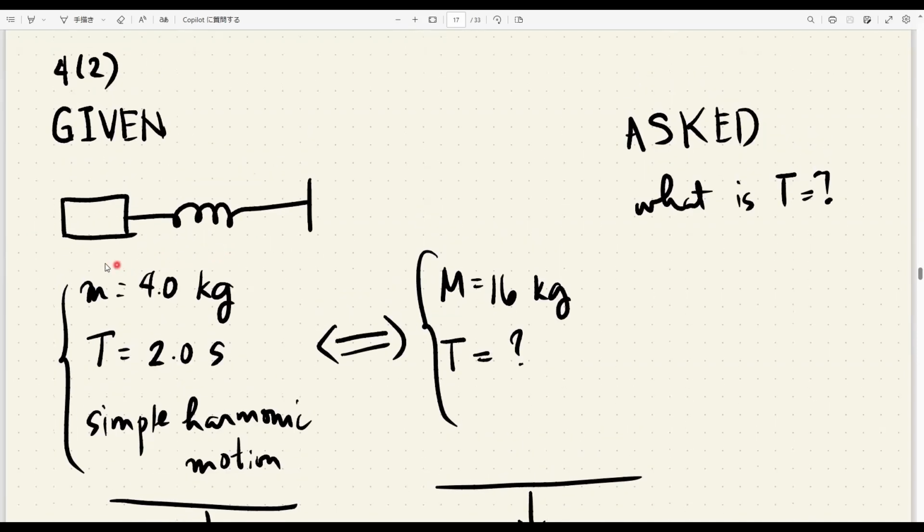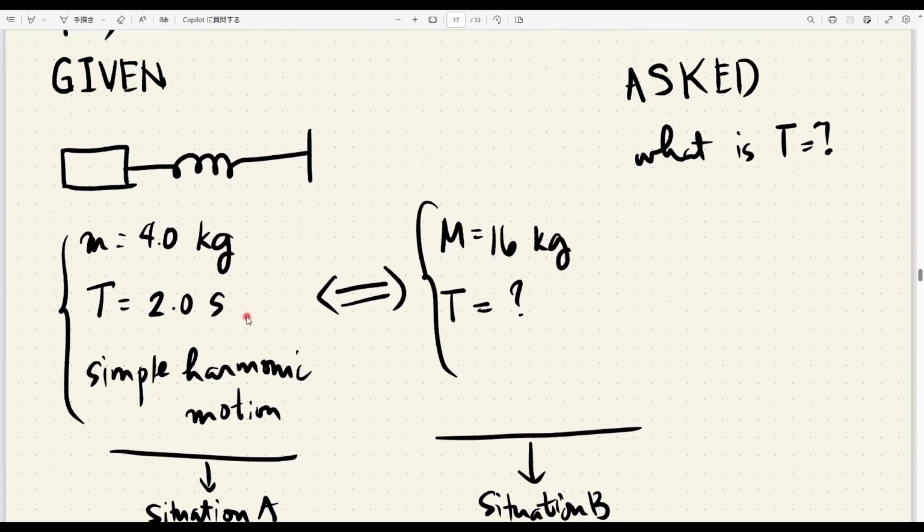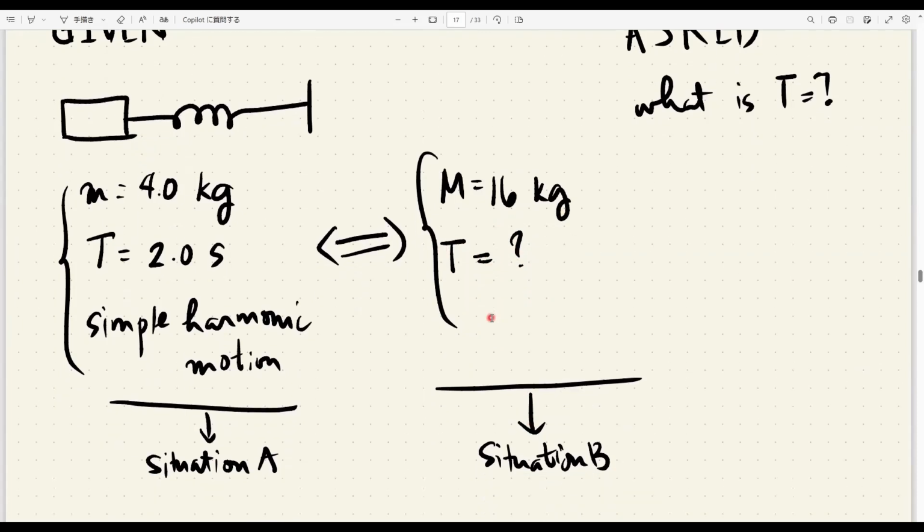Now, in the problem, initially, the system has the following properties. The mass of the object is 4 kilograms, and we already know that when it does the simple harmonic motion, the period of that motion is 2 seconds. So let's call it situation A, the first situation. We are asked, what happens to this period if we replace this block with a 16 kilogram block? So this is the question. Let's call it situation B. What is this new period?